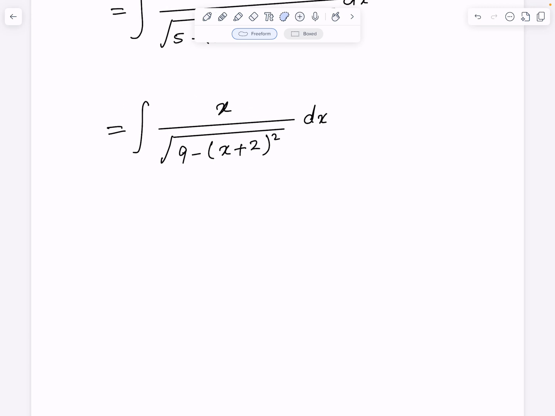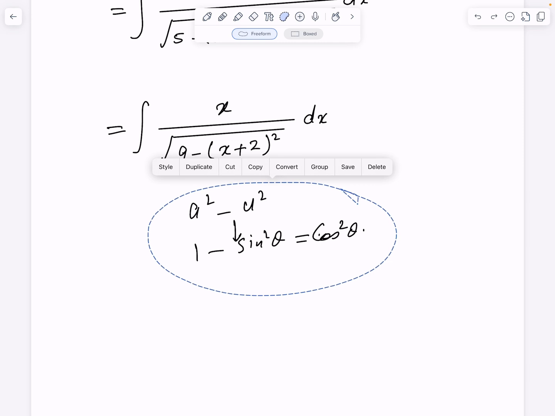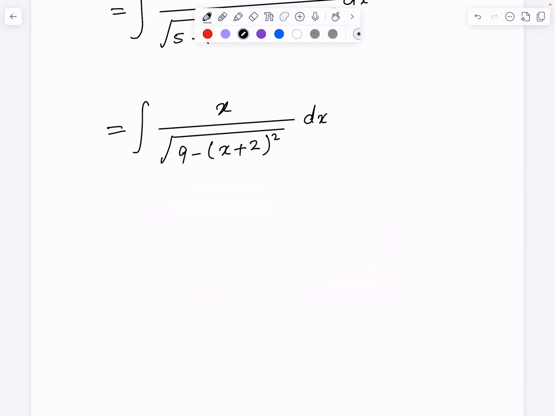And now our a squared is 9, which means our a is 3, and this is our variable. And this one is the sine format, which is a squared minus u squared, which is 1 minus sine squared theta to give us cosine squared theta. So this format is the same as this one. All right, and now we're going to have the integral of, or let me just use the substitution method.